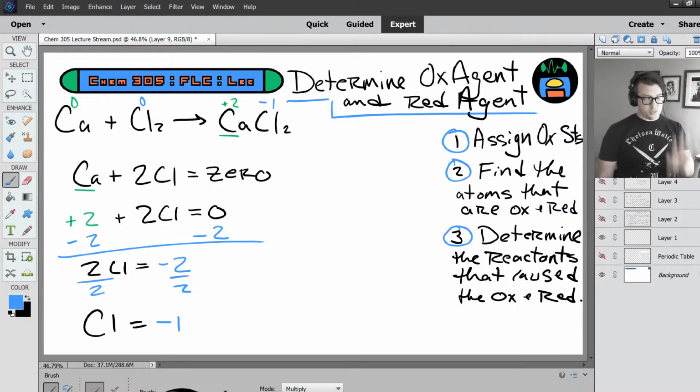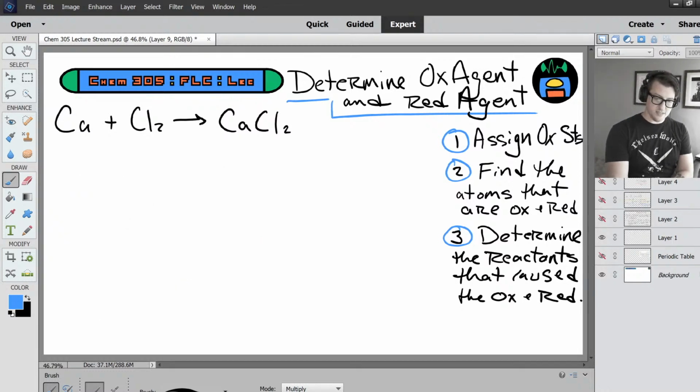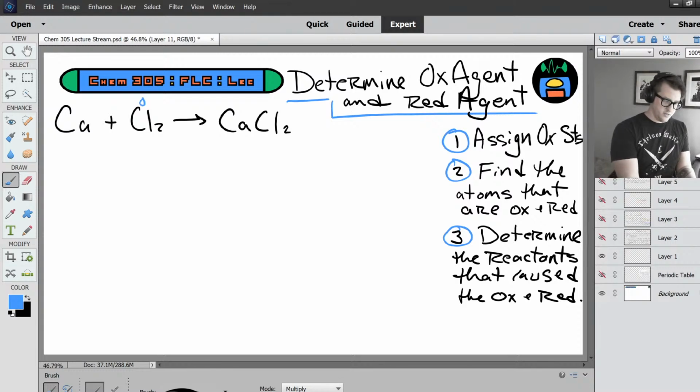All right, so these are our oxidation states, which I will hurriedly read right here: 0, negative 1, 0, and a positive 2.